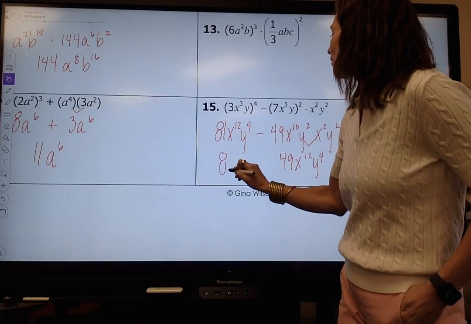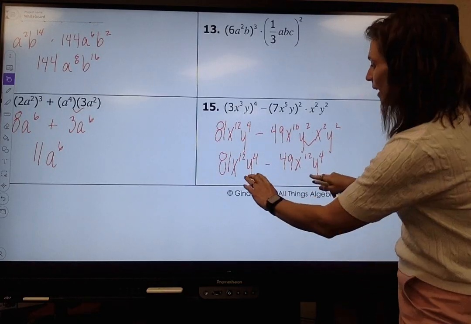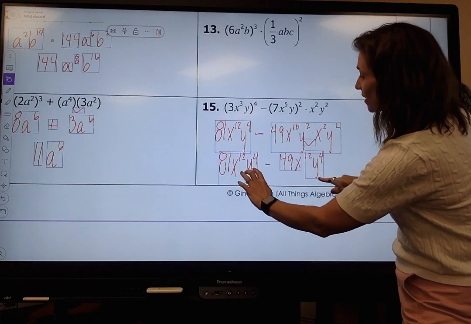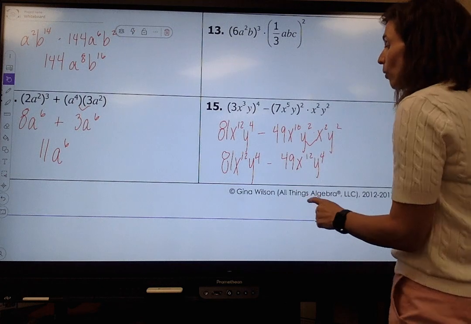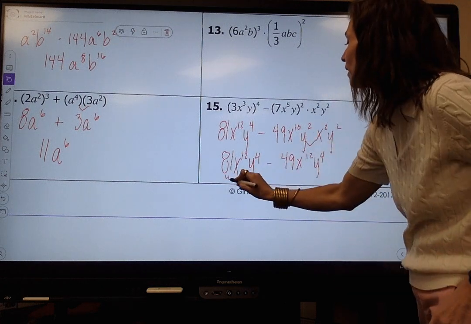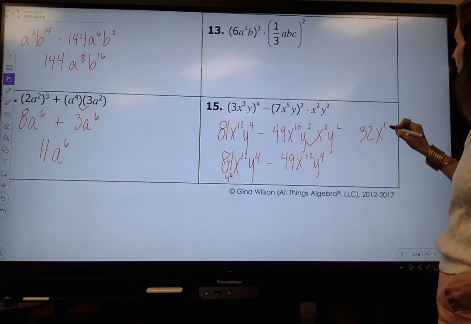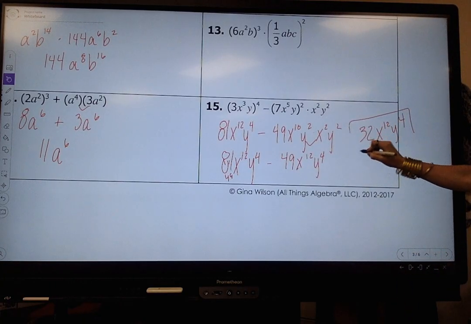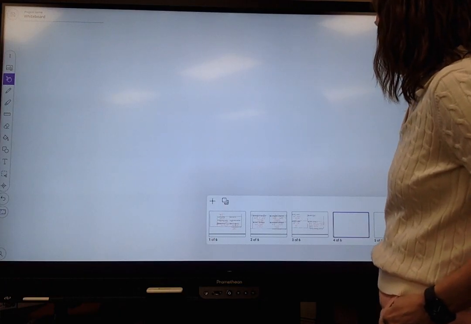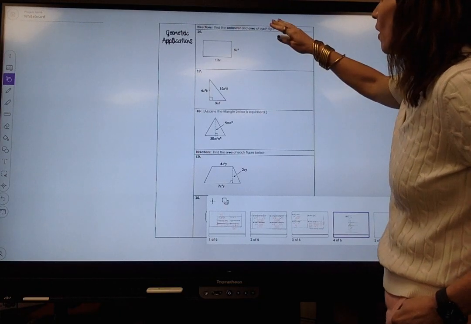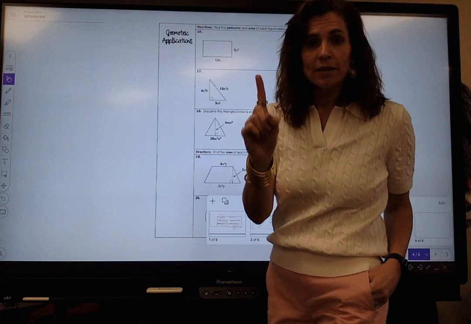And now I have to ask myself, don't forget that negative, am I allowed to combine these? Are these exactly the same? Yes, they are. So I can do 81 minus 49, and I get 32. My exponent doesn't change. That's my final answer. Okay? All right. Now, I will do geometric applications in a different video.